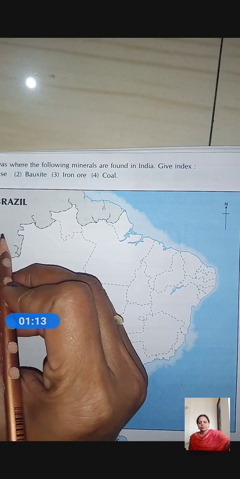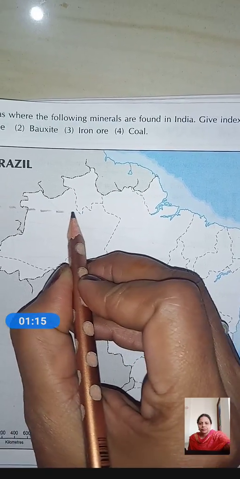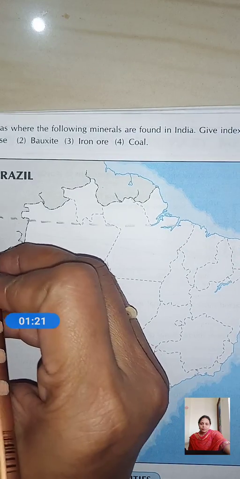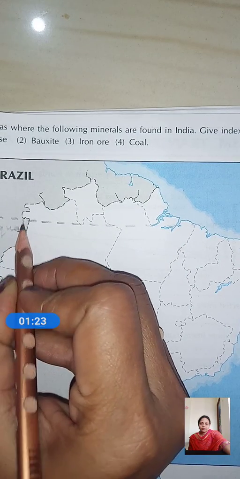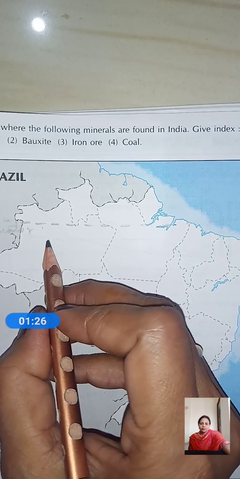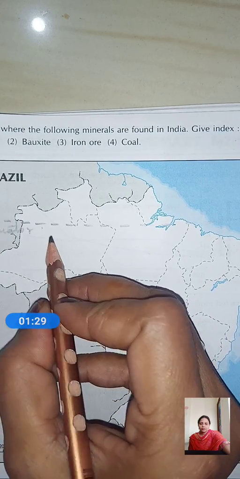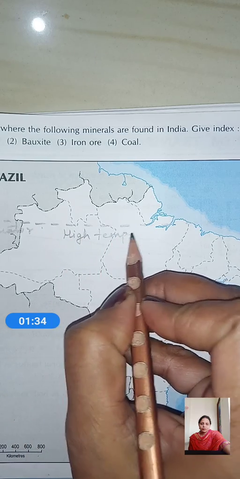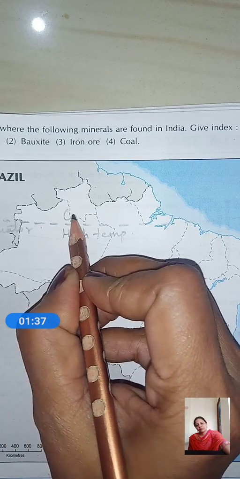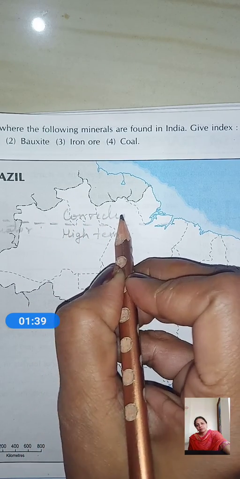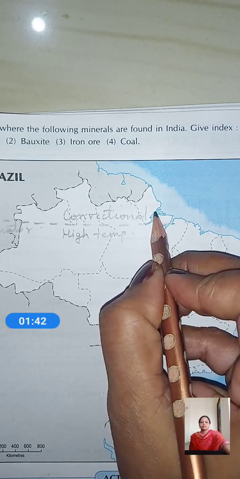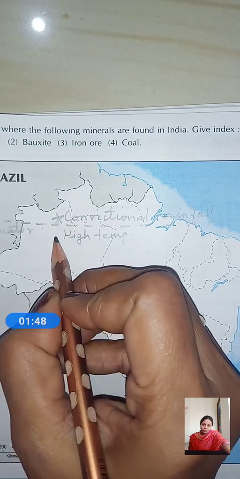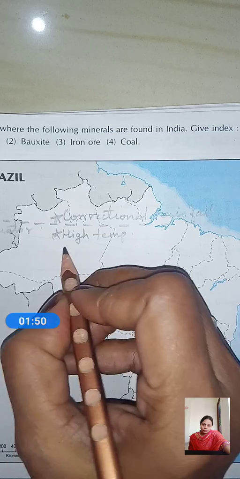From the northern part of Brazil, this is the latitude called 0 degree latitude. Passing from the northern part, this is called equator. So, the northern part of Brazil is an equatorial belt which receives direct perpendicular sun rays. It means it is a region of high temperature and convectional type of rainfall occurs in this region. It means it rains throughout the year, and both these features support plant growth.